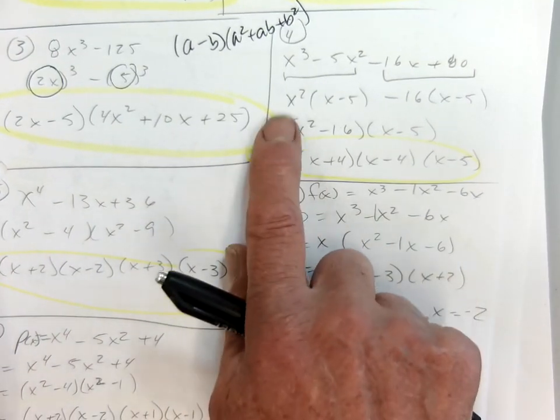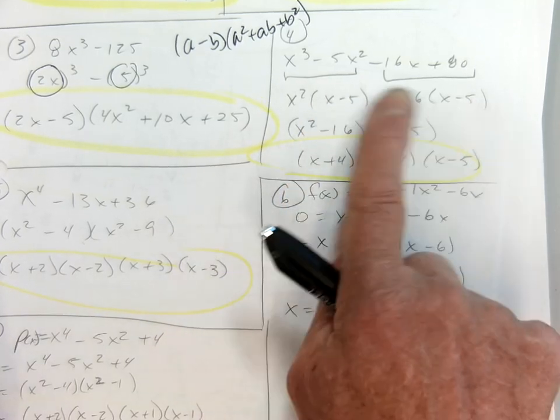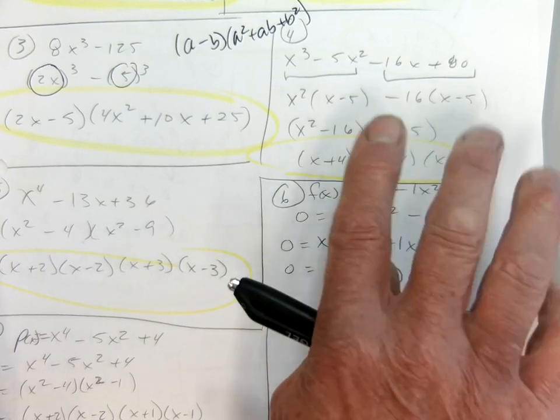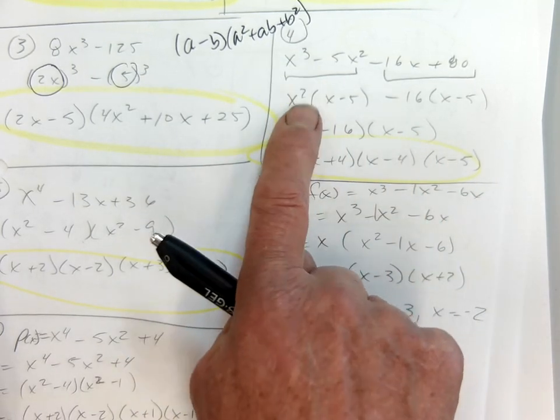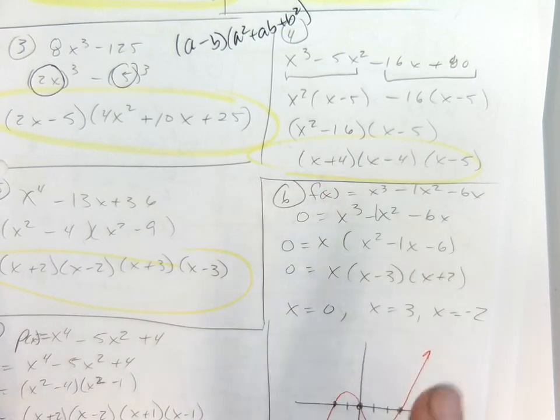Number 4 I did by grouping. I put these two together, took out an x squared. I'd have an x minus 5. These two I pulled out a negative 16. And again, I'd have an x minus 5. They have an x minus 5 in common. That'd leave an x squared minus 16 left over, and I'd factor that into x plus 4, x minus 4, okay?